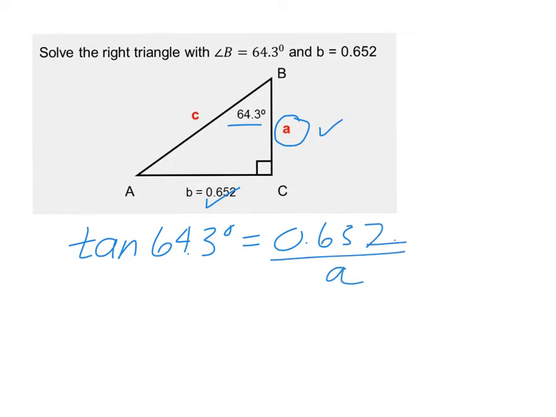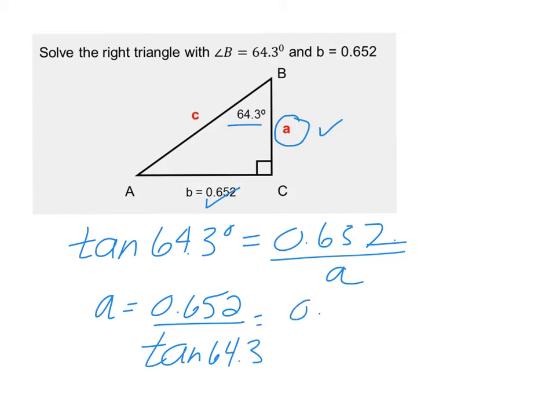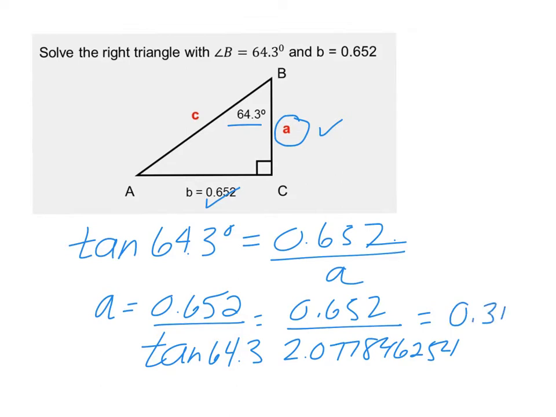Now we want to solve for A, so we're going to algebraically rearrange this so that A comes out to be 0.652 over the tangent of 64.3. And we're going to put that tangent of 64.3 in our calculator and get a value of 2.07784624, which means to three significant digits, A is going to be equal to 0.314.